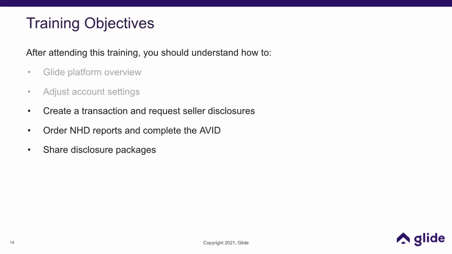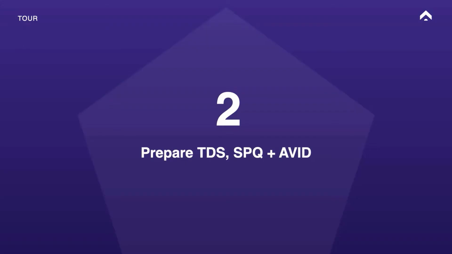Now that we have reviewed how to adjust your account settings, we'll next run through the process of creating a new transaction and requesting seller disclosures. For this section of the training, I will first show you the process of what it looks like for a seller to complete their disclosure forms. Then we will go into how to create a transaction and send the disclosure packages to a seller.